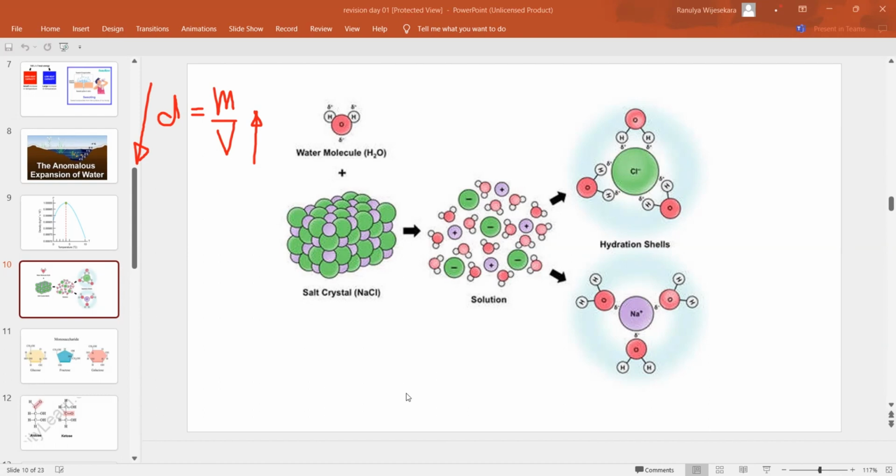Now, please take that essay book. Essay book එක අරගන්න. ඒකේ ලියාගන්න essay question එකක්. Essay question. Explain how physical and chemical properties of water important for life.